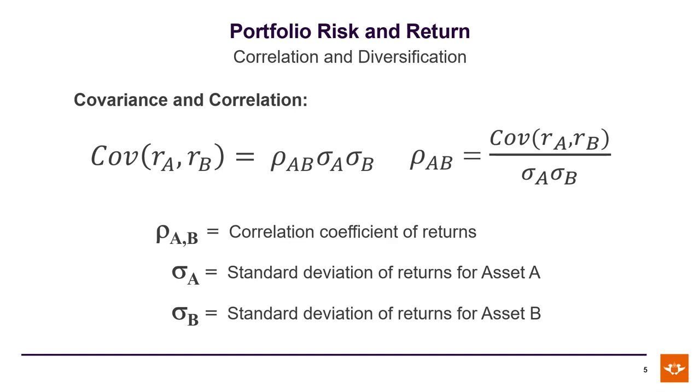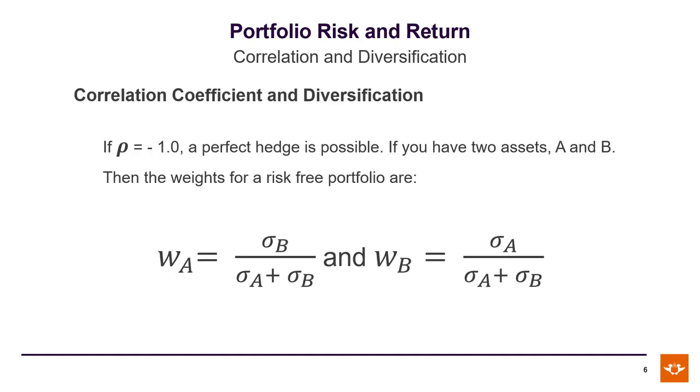Now, when looking at covariance, it only tells you the direction of the movement. The correlation coefficient actually tells you the strength of that relationship. Now, the slide actually indicates how you can construct a risk-free portfolio if you have a correlation coefficient of -1. Actually, we're going to do an example in just a few slides' time on this.